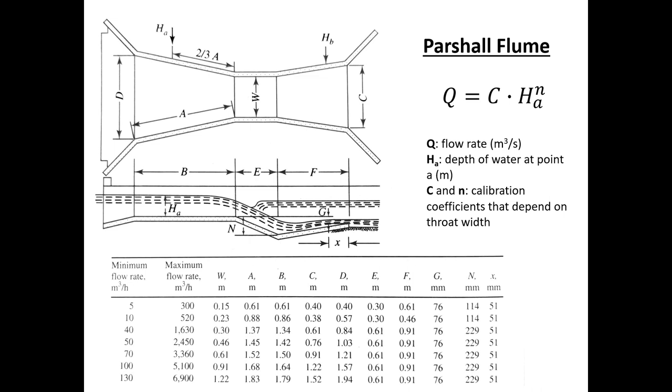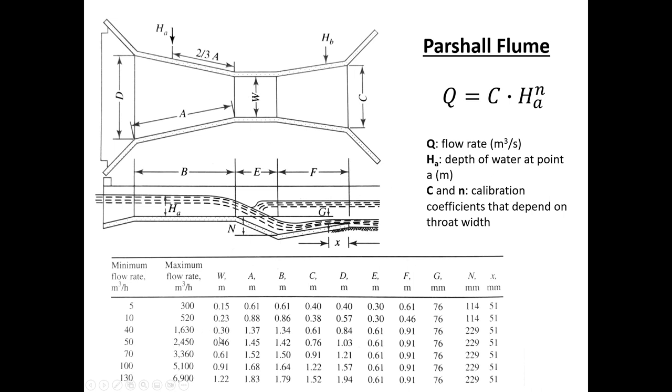Or if you think over the course of a season, or even from when the plant first opens to many, many years in the future, when it's at its full capacity from all of the people who've moved into the area, you may have an order of 1 to 100 between the very smallest flow rate that you see early on in a treatment plant's life, during the middle of the night when flows are low, compared to that peak day many decades in the future. So having a flume as a flow measuring device is great because it can accurately quantify the flow rate over a huge range.